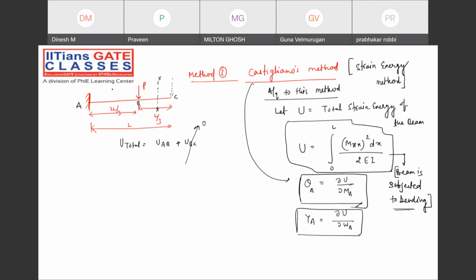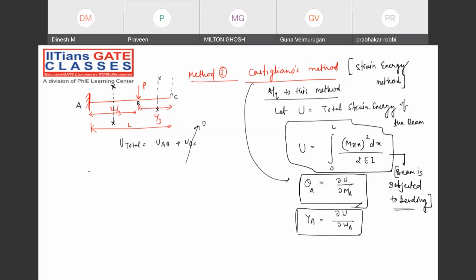I'm going to take this section XX. Now, it's up to you. You can take the distance from point B or from point C, but remember that whatever section we are taking from A to B, whatever bending moment we find is going to be valid between B to A only, and whatever strain energy we find is valid between A to B only.